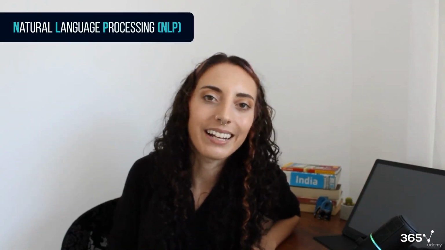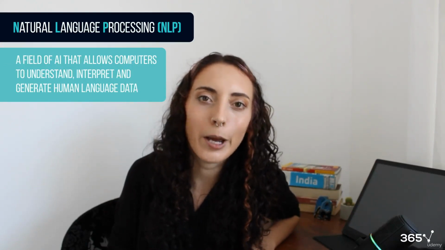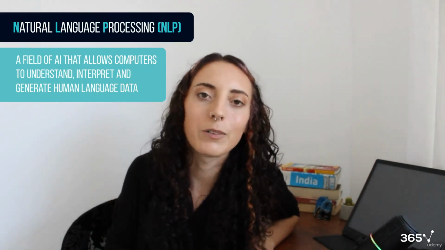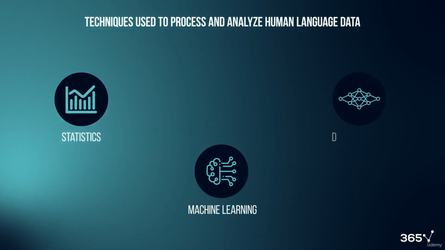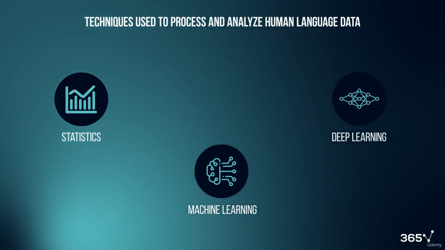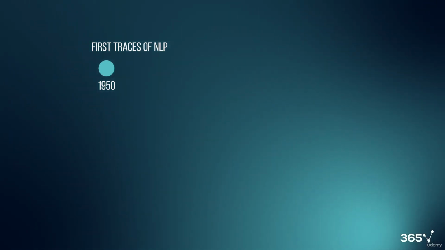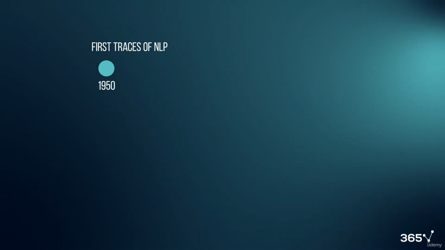Natural language processing, often just abbreviated to NLP, is a field of AI that allows computers to understand, interpret, and generate human language data similar to how we would communicate with one another. There's a wide array of techniques used to process and analyze this data, involving statistics, machine learning, and deep learning. NLP came to life in around the 1950s, but early methods focused on rule-based systems, taking grammatical rules of the language and using this to try and process the text.